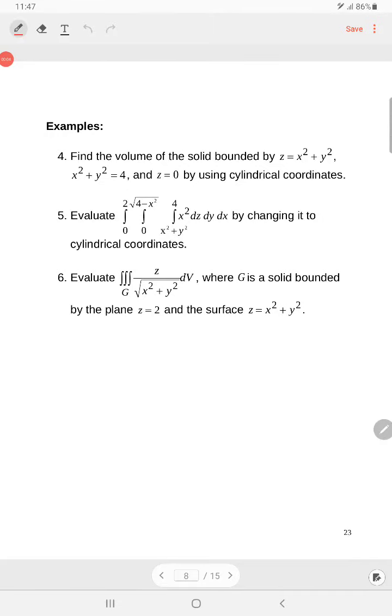Okay, welcome back. All right, let's continue with example 5. So here we're given, we have to evaluate this triple integral by changing it to cylindrical coordinates first. So for cylindrical coordinates, we cannot have x and y. So this integrand x squared will be replaced by r and theta.